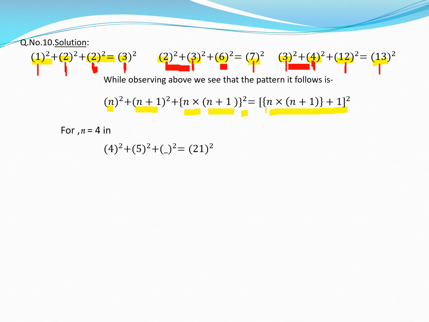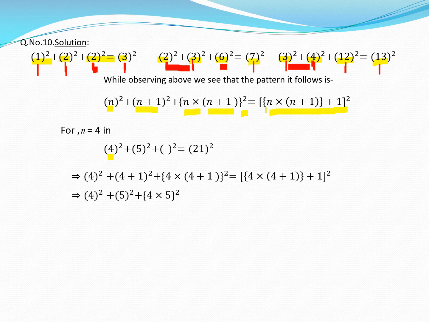For explaining in detail, for the first one, let us take n as 4. As it is given in your question, 4 square plus 5 square plus dash square equal to 21 square. So here we will take n as 4. We see that n square plus (n plus 1) whole square plus (n into n plus 1) whole square equal to (n into n plus 1 plus 1) whole square. So wherever there is n, you substitute it with 4, you will get 4 square plus (4 plus 1) whole square plus (4 into 4 plus 1) whole square equal to (4 into 4 plus 1 plus 1) whole square.